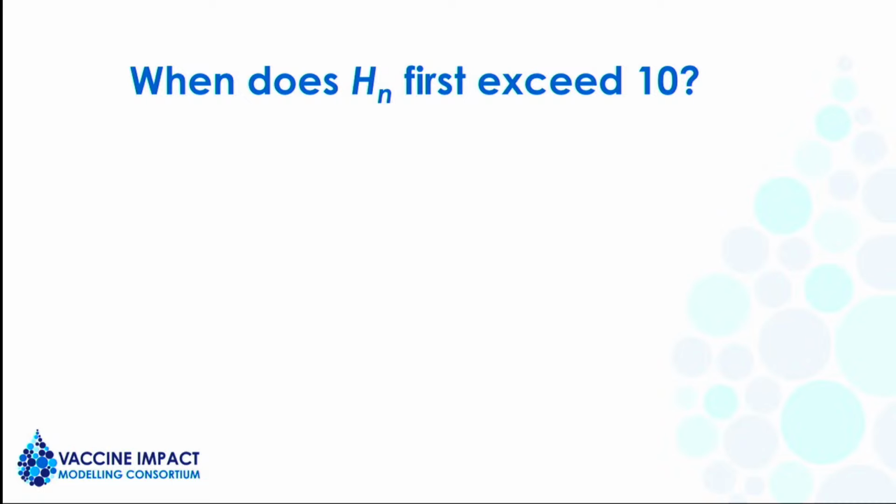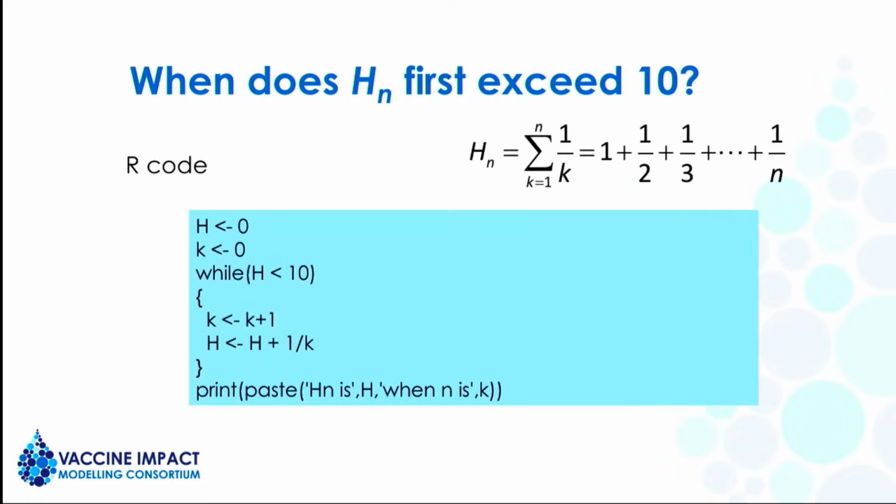The second question, if we want to know for what value of n do the harmonic numbers first exceed 10, this is a much more natural problem to solve with a while loop, because it's the stopping value of n that we want to know. So we write a very similar piece of code. We initialize h and k. Our condition is now essentially set by the question, while h is less than 10. Update the value of k, calculate the new value of the harmonic number, and then print the output. Okay?